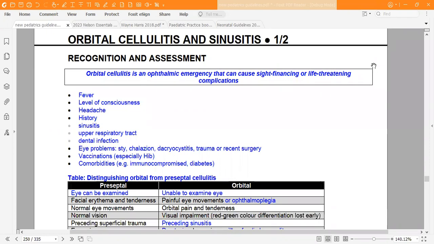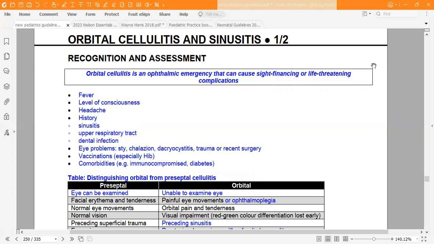Okay, recognition and assessment. Orbital cellulitis is an ophthalmic emergency that can cause sight-threatening or life-threatening complications. Orbital cellulitis symptoms: it comes with fever, level of consciousness changes, headache, history of sinusitis, upper respiratory tract infection, dental infection, eye problems, sty, lesion, dacryocystitis, trauma, or recent surgery.